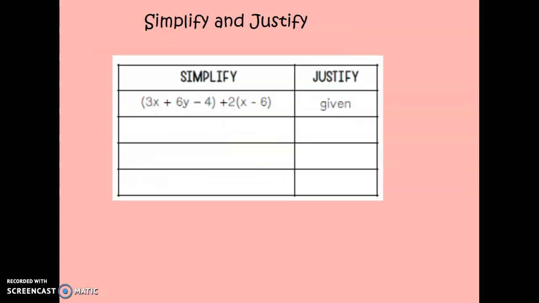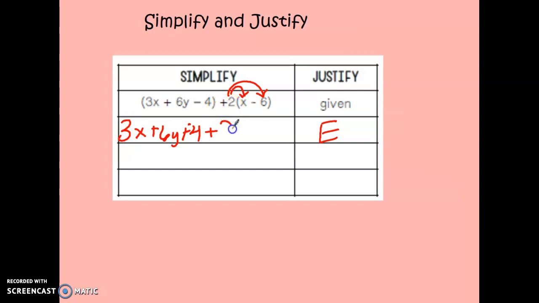Okay, here's our next example. First thing again is distributive property, which is letter E. I'm going to distribute this to both of these. So I've got 3x plus 6y minus 4. Once I do the distributive property, I can get rid of those parentheses, because they're only there because this entire expression is being added to this, but this has the distributive property we've got to do first.